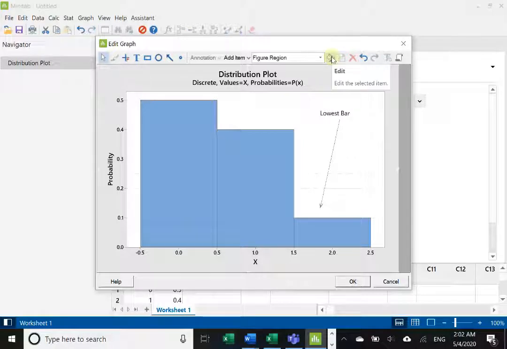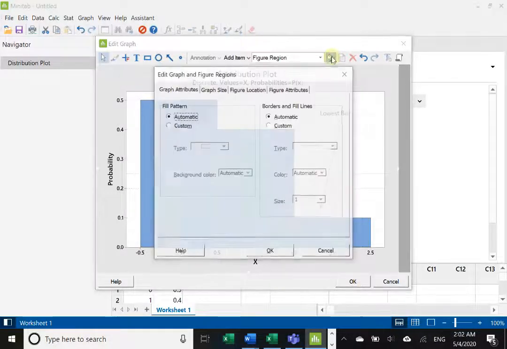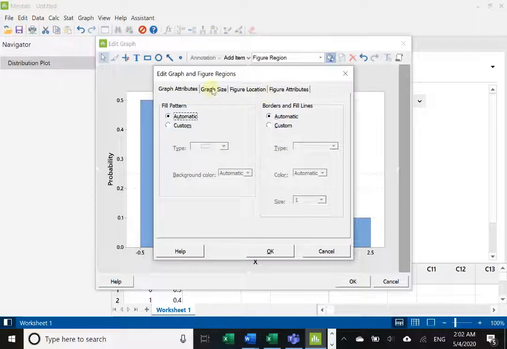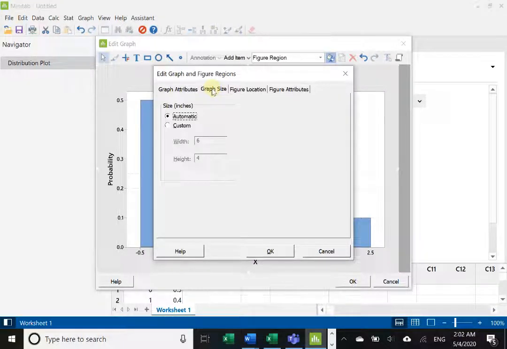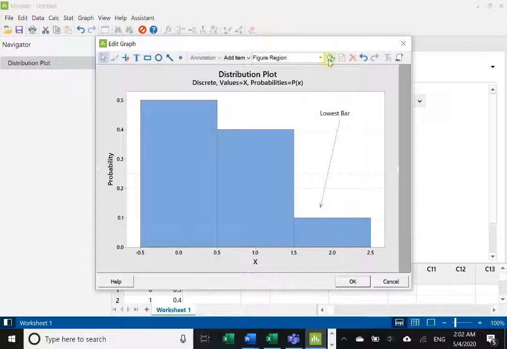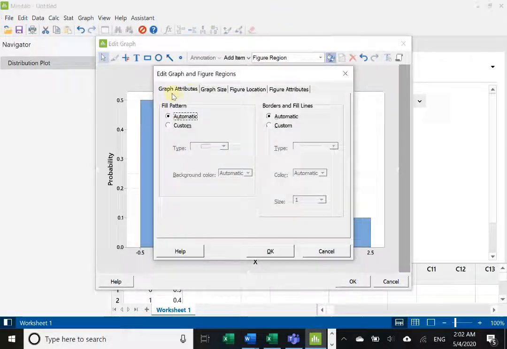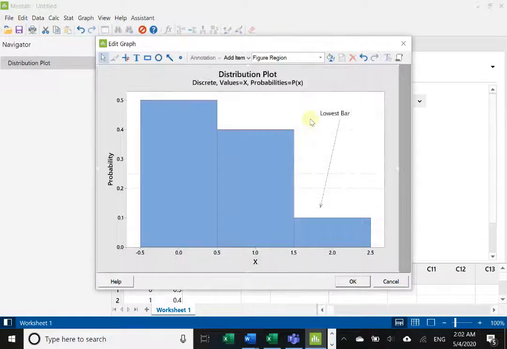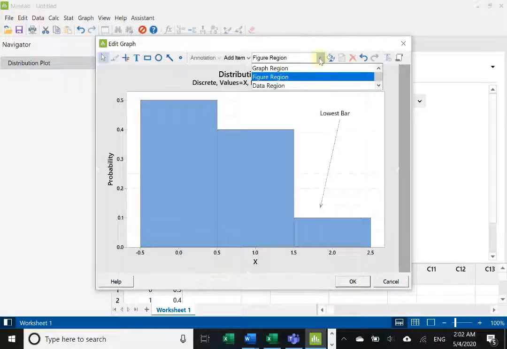Now something in here you can actually edit. In here you can change the graph size, custom or automatic. So you can change the attributes of the graph. I'm going to click OK. The other thing you can do here is, let's see, that's okay. Right in here you can, actually let me go to add an item.